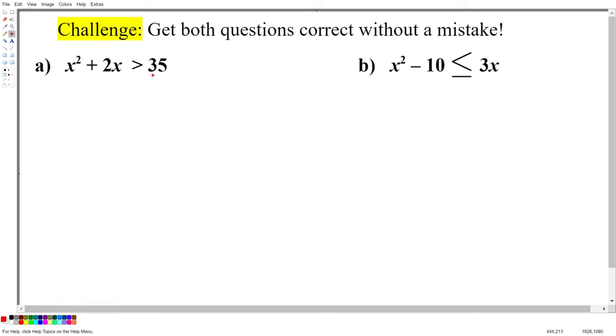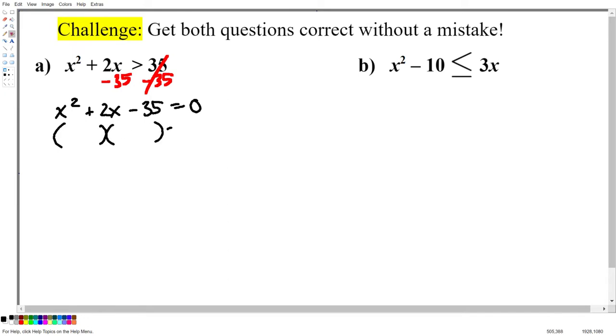So for the first problem, let's make sure it's equal to 0. So let us subtract 35. What we'll get is x squared plus 2x minus 35, and let's just say equals 0. Okay, again, this is a greater than sign, so x squared plus 2x is greater than 35, so we're changing it to just an equation here to see if we can find out our boundary points. Let's see if you got these boundary points correct.